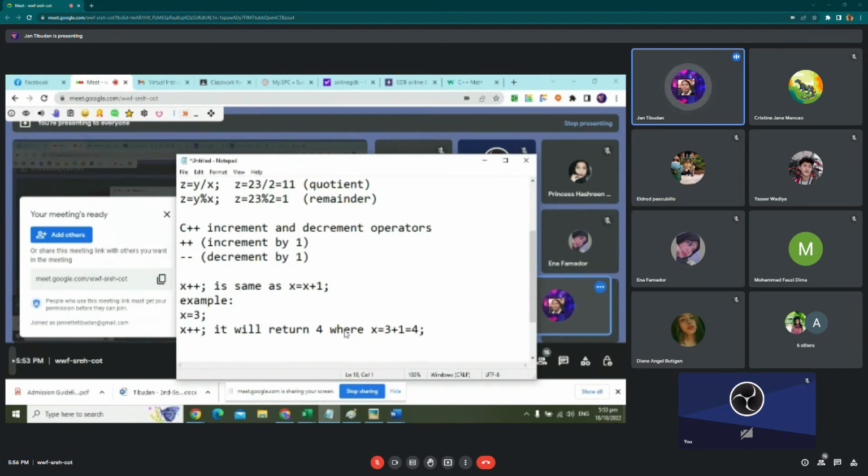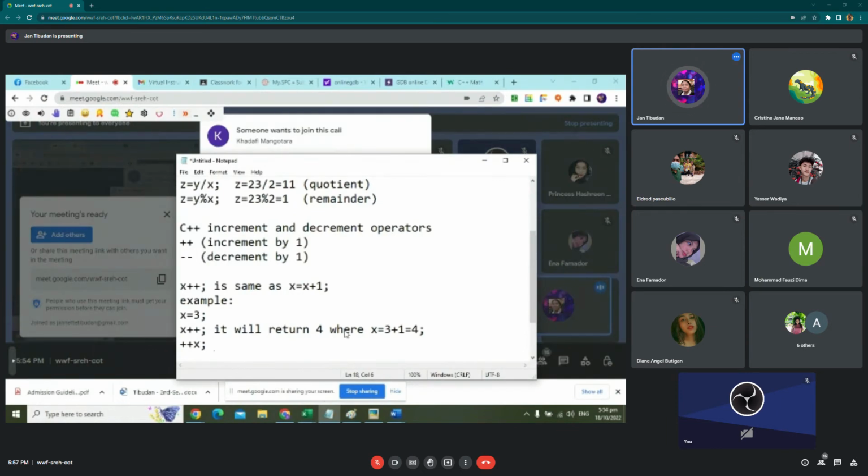But take note also, class, you will also encounter plus plus x. So that is also possible, because it's an operator, wherein the order is just reversed. Now, there is a difference in this case between x plus plus and plus plus x.